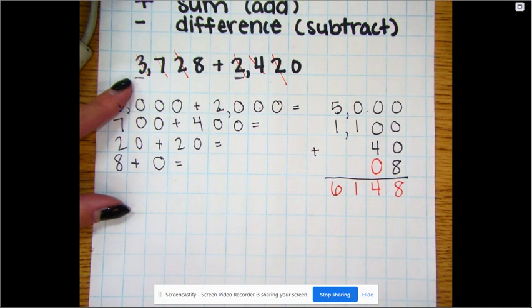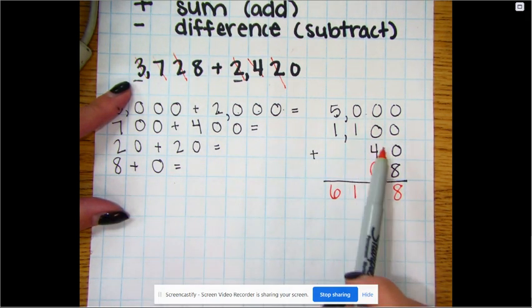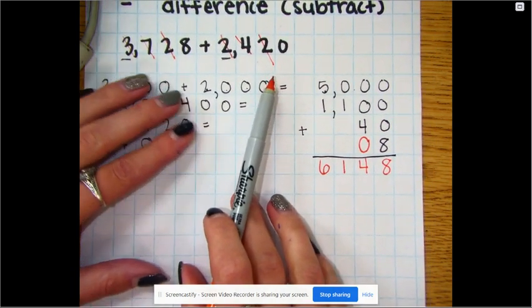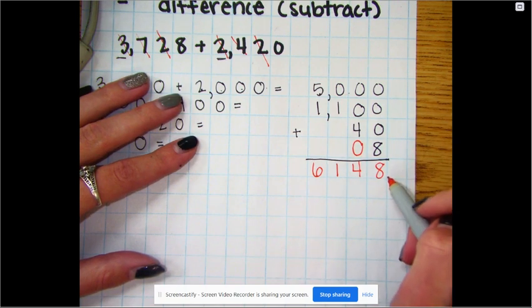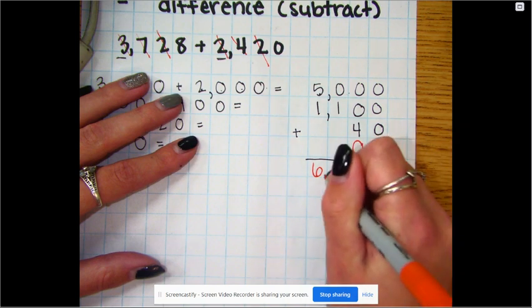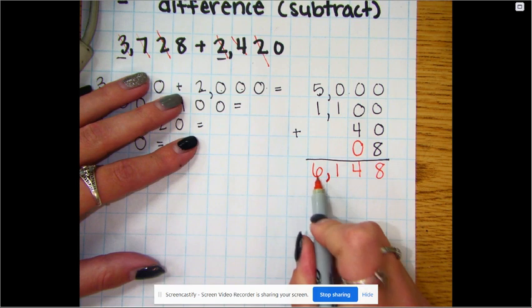Very good. My sum is 6,148. Ooh, I forgot to put in my comma. A little trick to remember where to put your comma in if you're not really good with your place value yet is to say this little rhyme. I think of it like I'm dancing. I start with my smallest value and I go 1, 2, 3, cha-cha-cha. And that's how I find my thousands place.